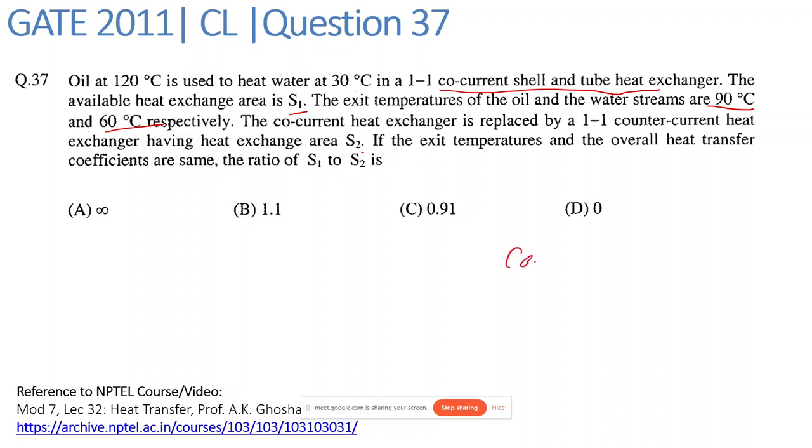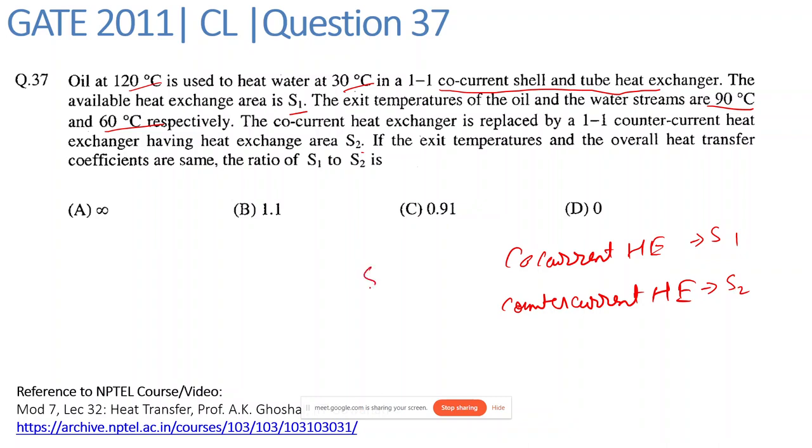So here we have been given this co-current HE and counter current HE, for which we have been given this exit temperature as well as this inlet conditions. So these temperatures we have been given and they remain same across both of these cases, and we have to find the ratio of their surface area. So if the surface area of this co-current HE is S1 and surface area, that is the heat exchange area for counter current HE, is S2, then we have to find the ratio of S1 upon S2. So let's look at the video solution.